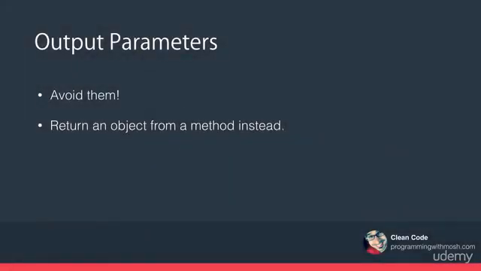It's up to you. So the takeaway from this lecture is to avoid output parameters at all times and instead return meaningful objects that reveal intention from your methods. In the next lecture, we'll take a look at another code smell called variable declarations on the top.